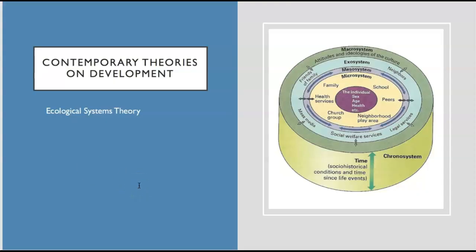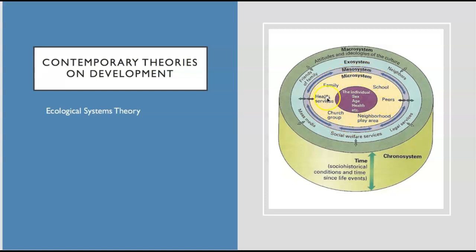One of the ecological theories is Bronfenbrenner's ecological systems theory. And Bronfenbrenner believed that there are a number of different systems in which we live that affect our development. So at the center, we have the individual, and certainly one's sex, age, and health can affect development, but also the immediate systems outside of them.